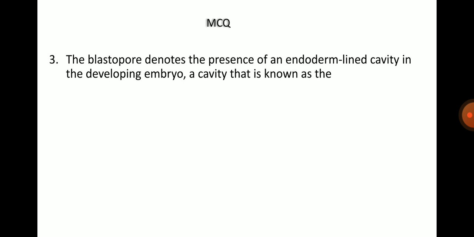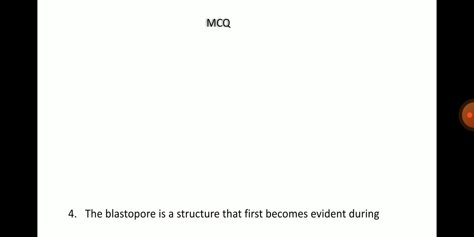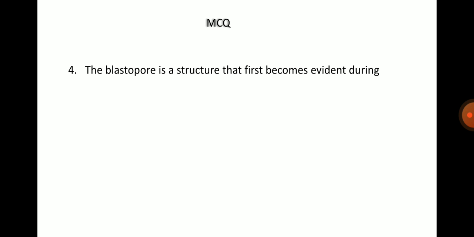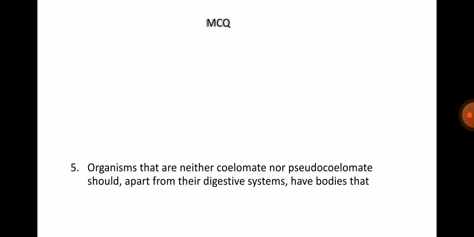Third question: the blastopore denotes the presence of an endoderm lined cavity in the developing embryo, a cavity that is known as the? Options are archenteron, blastula, coelom and germ layer. The answer being the option A, archenteron. Fourth question, the blastopore is a structure that first becomes evident during? Options are fertilization, gastrulation, 8-cell stage of embryo and cleavage. The answer is the option B, that is gastrulation.